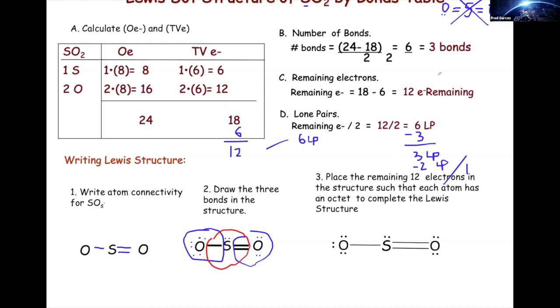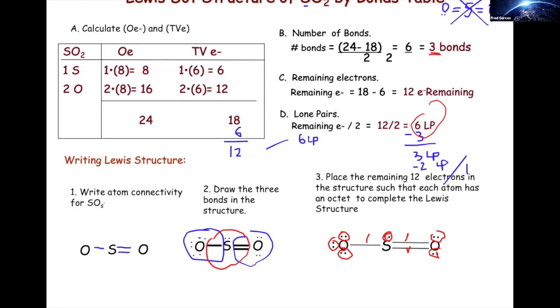But even if you didn't draw the Lewis structure, you already know it's got 3 bonds, 1, 2, 3, and it's got 6 lone pairs, 1, 2, 3, 4, 5, 6. Because in my Canvas questions, what I generally will do is I'll just give you a formula and ask you to calculate how many bonds this chemical has, how many lone pairs it has. So not even drawing the structure, you can already calculate this based on this bond table.